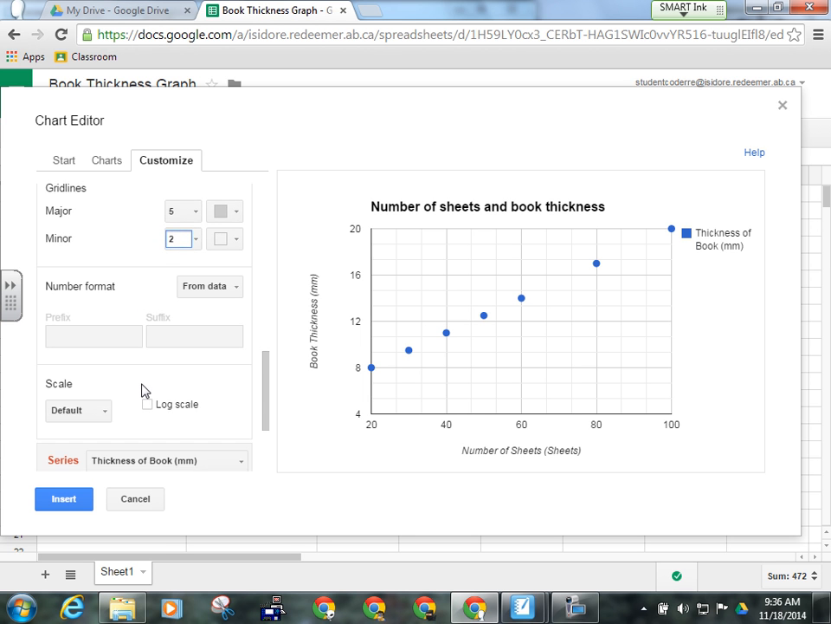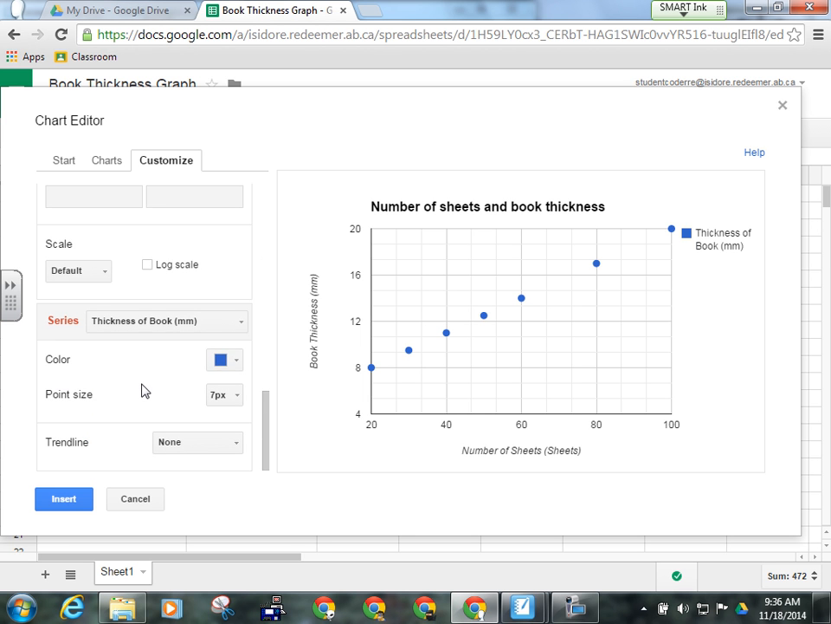Now if you keep going down here, you'll see down at the bottom it says trend line. This is basically all the way to the bottom.